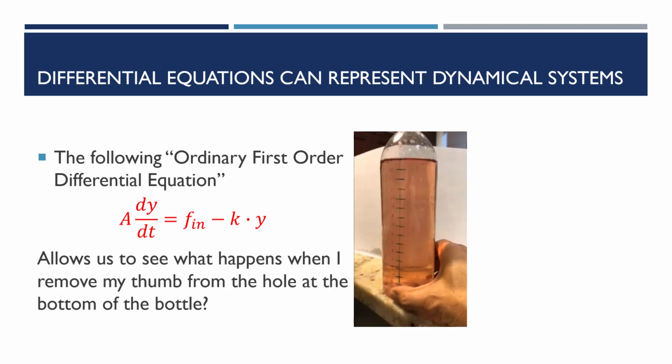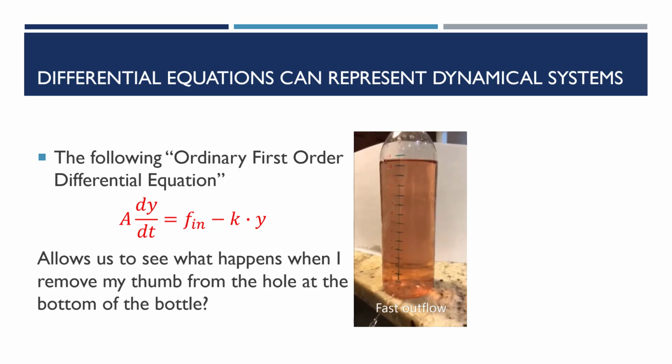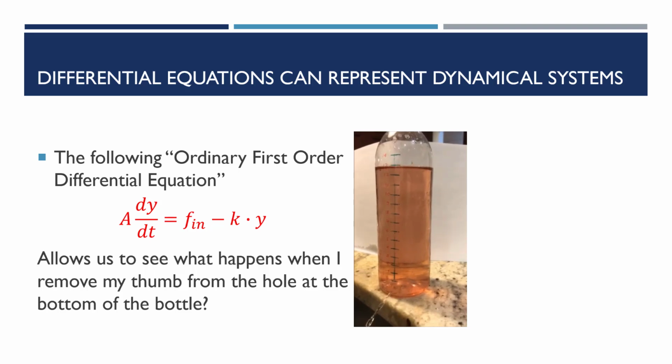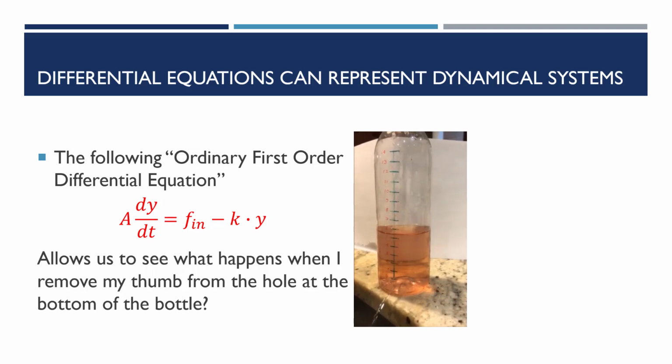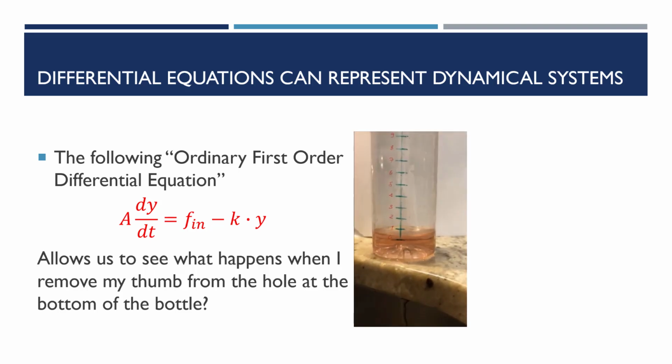Differential equations can be used to represent dynamical systems. We are displaying here an ordinary first-order differential equation that can be used to model what happens with the level on this toy pilot plant when I remove the finger from the bottom of the bottle where a hole has been drilled. You can see that the water is coming out fairly quick, as the beginning of the simulation is sped up many times, and at the end we can see how the flow becomes very, very slow.